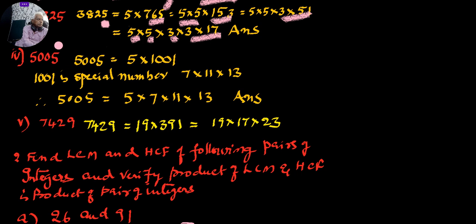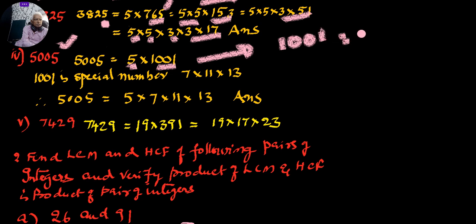5005. There is 5, so start with 5. 5 times 1001. Remember, 1001 is a special number. We get 7 times 11 times 13. Same thing I have written.